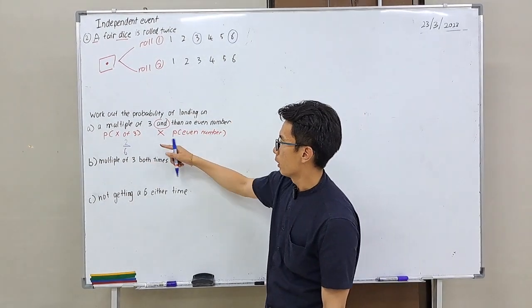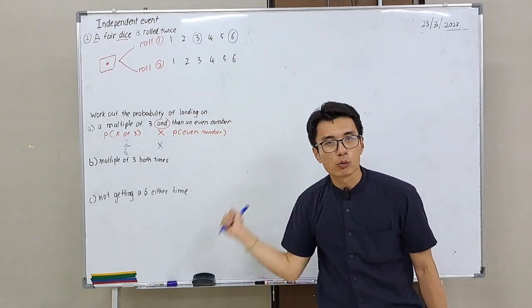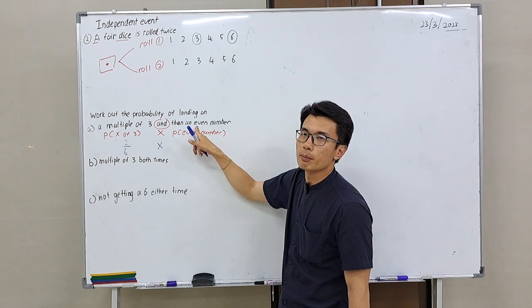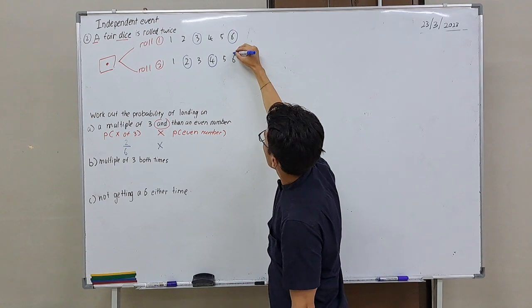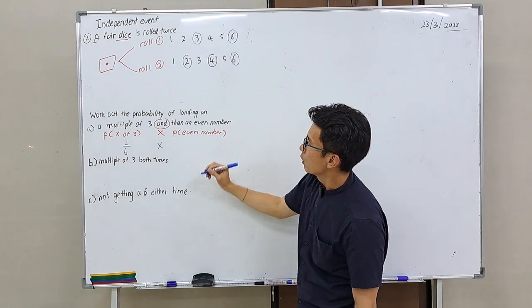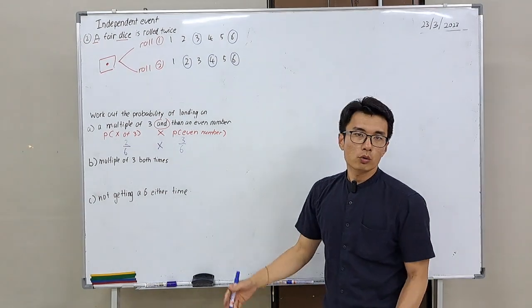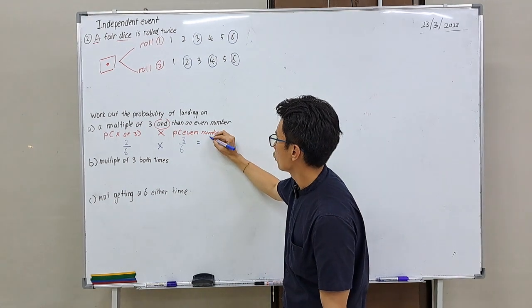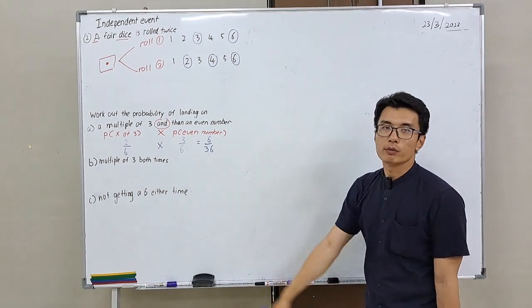So I'm going to multiply with my second probability. I'm done with this, so I'll take back my dice and do my second roll. What's the probability that I will get an even number? The even numbers are 2, 4, and 6, so that's 1, 2, 3. My probability will be 3 over 6. All you need to do now is multiply both probabilities together, which gives 6 over 36. We're done with the first question.